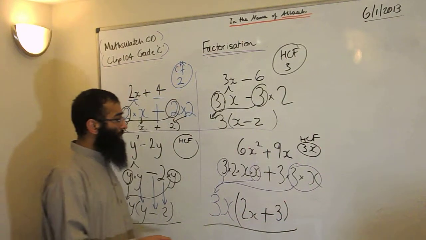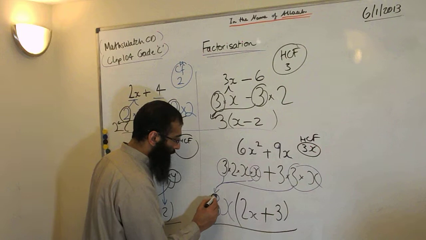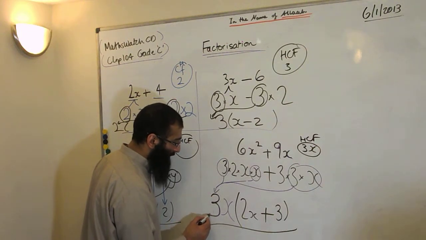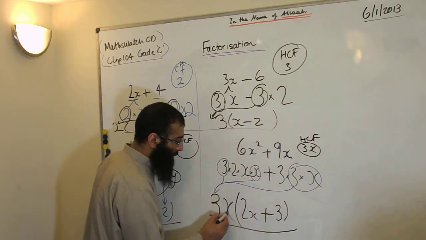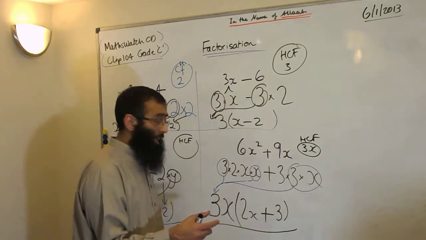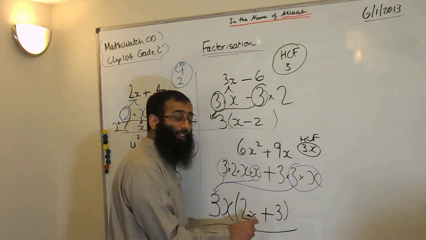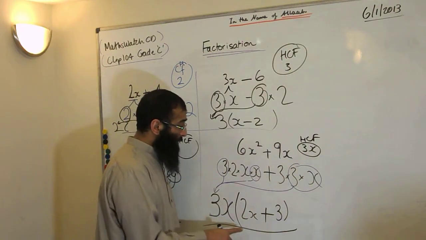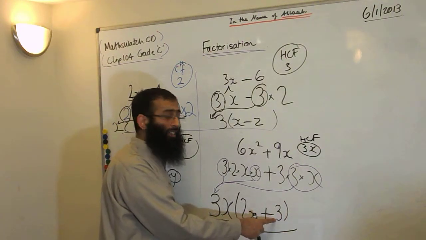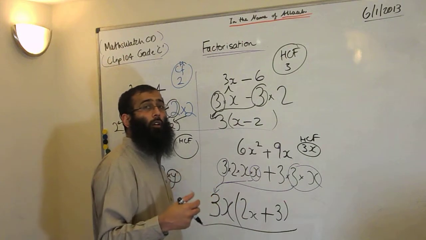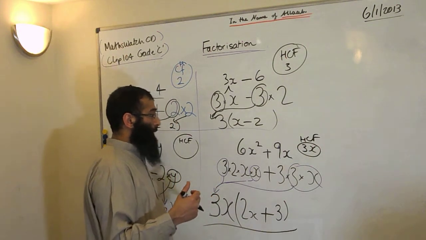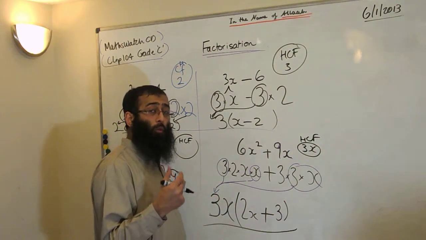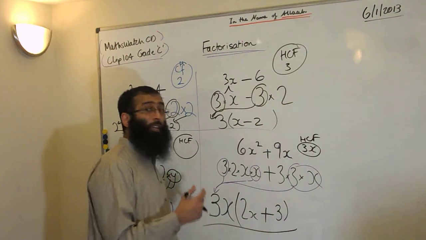How do we know that we've finished this particular expression? We know we've finished this factorization by looking at what's inside the brackets. If we can't factorize that again, then we've finished. If for some reason you find that you've got more common factors inside here, that means you haven't factorized it completely. So that means you haven't pulled out the highest common factor, you've pulled out common factors, so you need to go back and do it again.